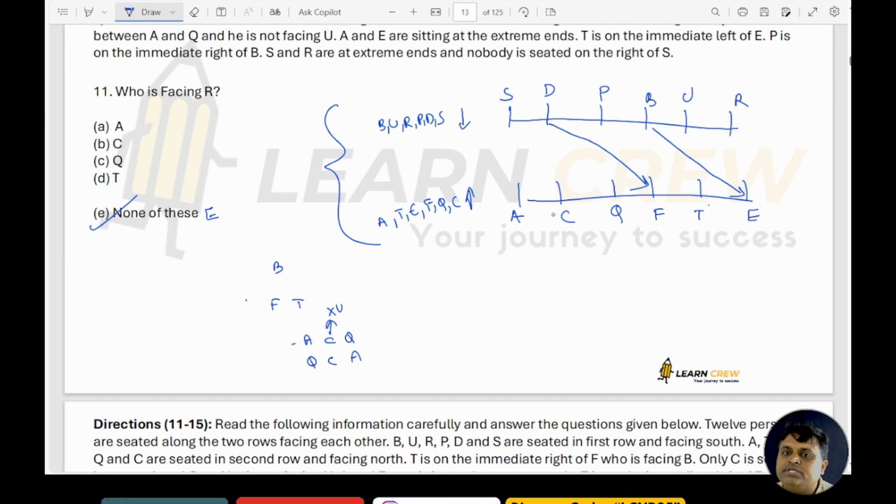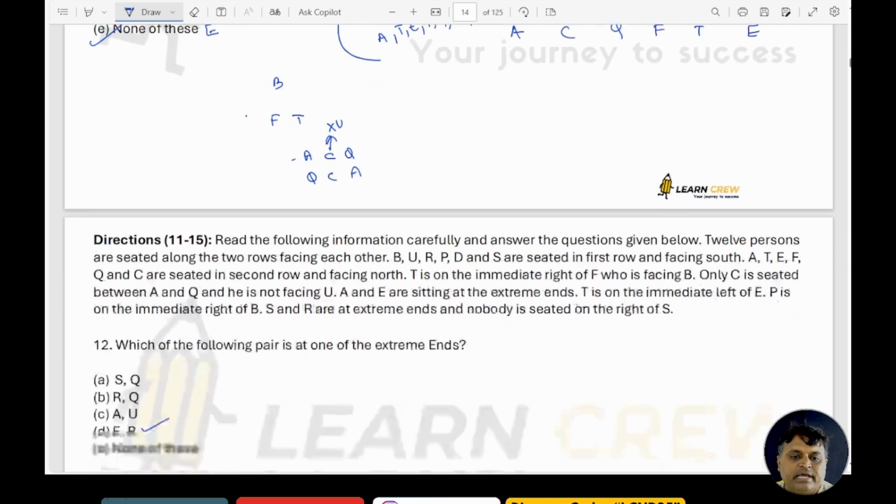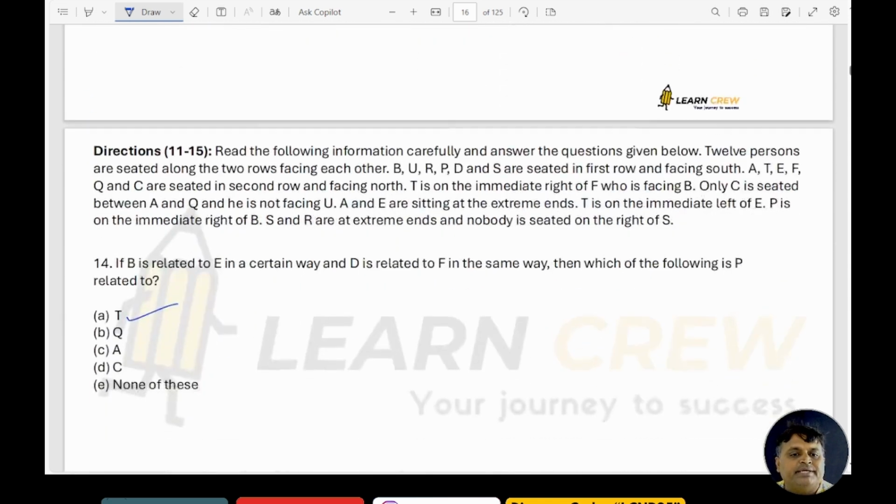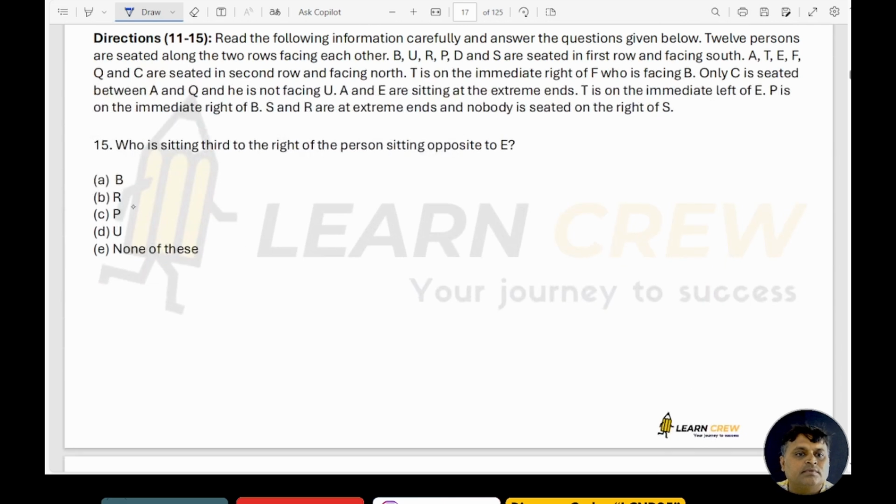Who is opposite to E here? R. Third right, first, second, second, third, P. So the answer is P here. Option C. Next.